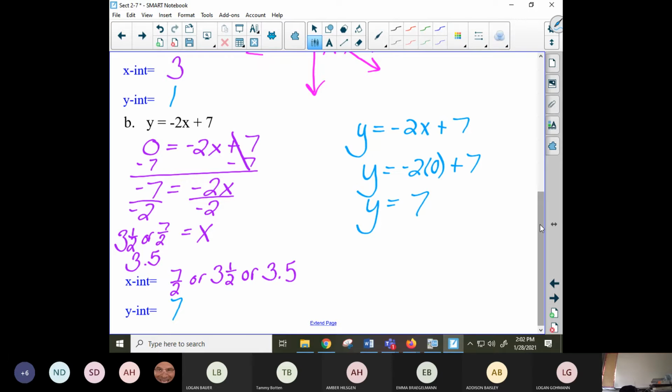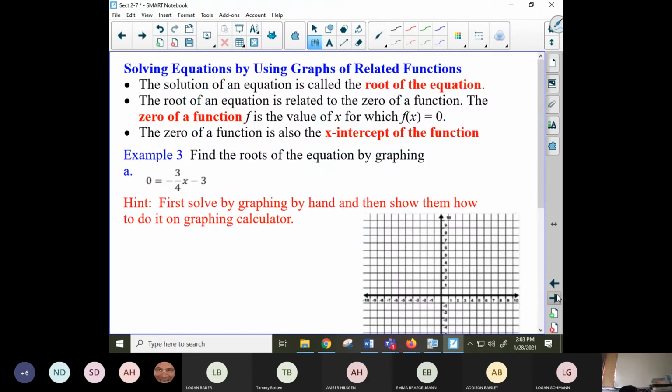So if you had to graph that, you'd go on your x-axis, go to 3.5, go on your y-axis to 7, connect those dots, and you would graph that line. Okay? So the second thing that we're going to talk about today is they'll give us something and they'll ask us for our roots or our zeros. And the first thing that you guys have to understand is if they ask you for the x-intercept, the roots, or the zeros, all 3 of those are the same thing, okay?